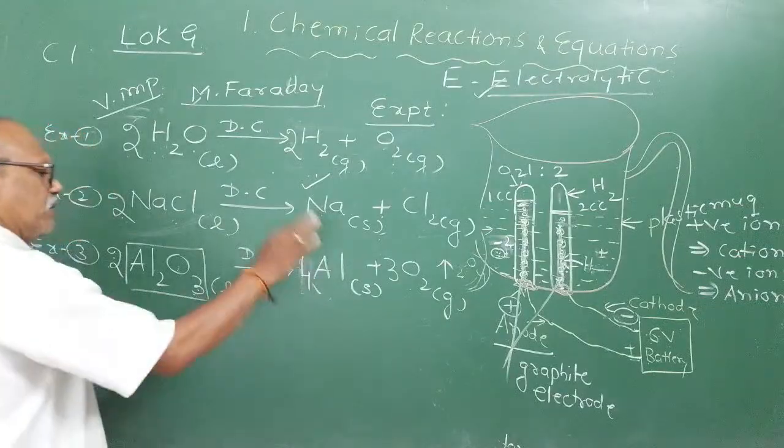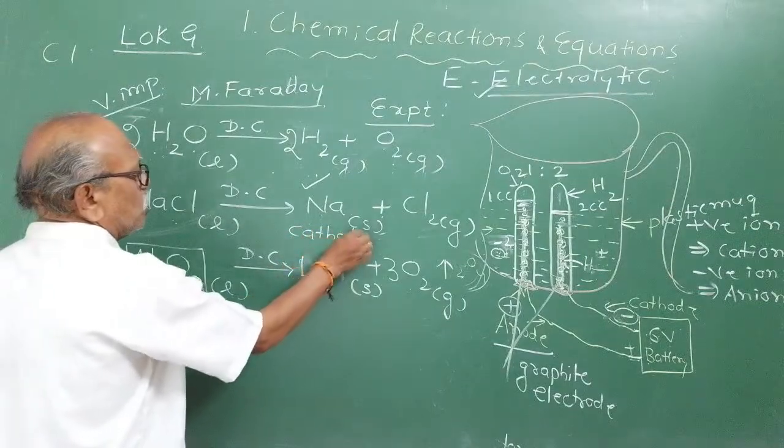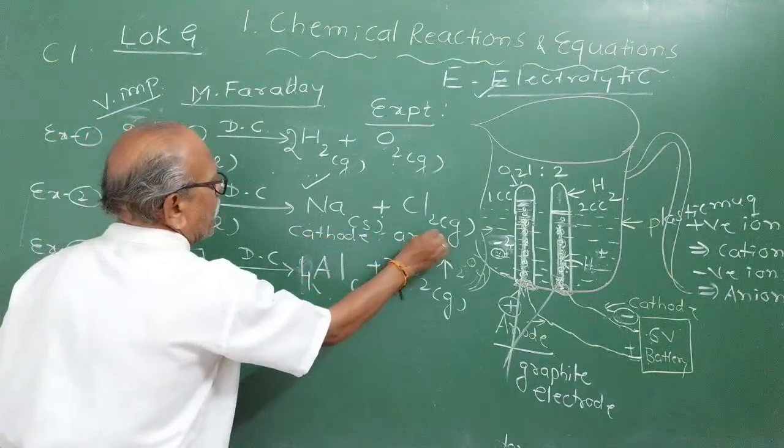Sodium metal is extracted by this method, the electrolytic method. Aluminum metal is obtained by the electrolytic method. It is liberated at cathode. Chlorine gas is liberated at anode.